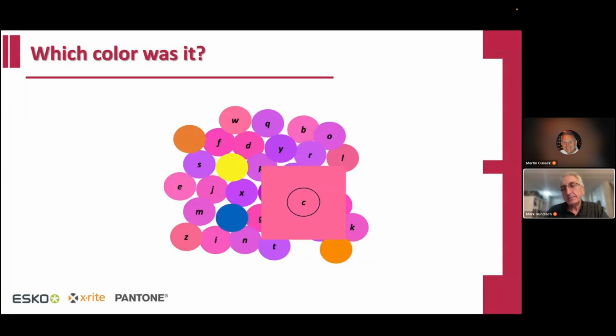Now picture a bunch of press sheets. You look at a customer's color, and then you look at a press sheet, and you look at another press sheet, and you look at another one. You're going to get confused. You're not going to remember it well.